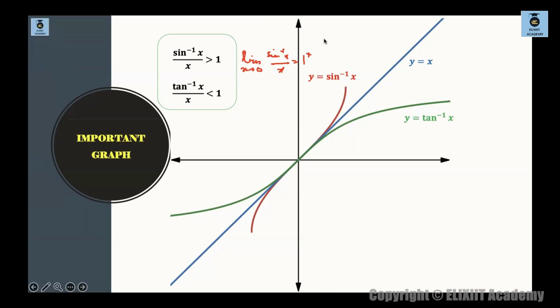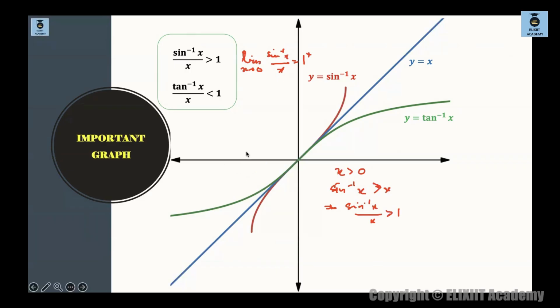So this is the graph of sine inverse of x, and this is the graph of tan inverse of x. You can see over here, as x is more than 0, the graph of sine inverse of x is lying above the graph of x. So basically we can say sine inverse of x is more than x. So once you divide, sine inverse of x divided by x will be more than 1, so slightly more than 1. As x tends to 0, for smaller values of x, this will be a quantity which is slightly more than 1.